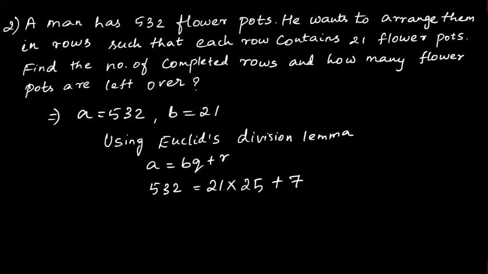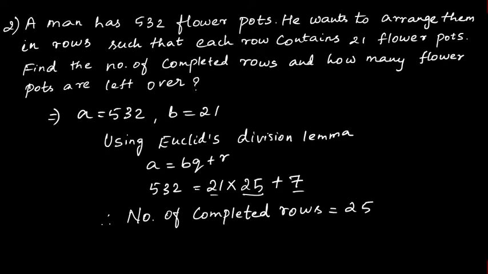So from this you can say that, so 21 pots you can keep in 25 rows and 7 will be left over. So therefore number of completed rows is nothing but 25. Then number of flower pots left over is equal to 7.